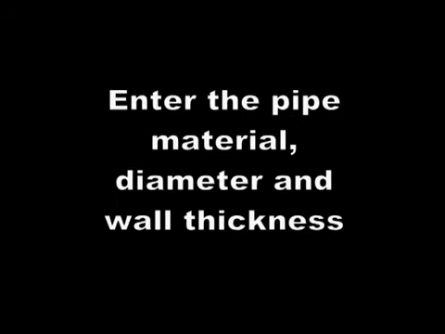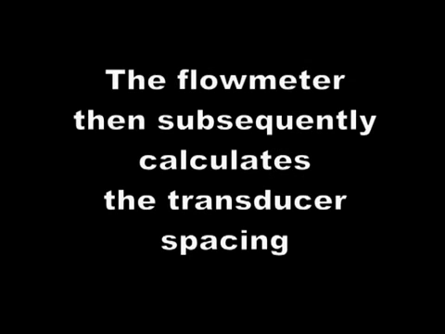All of this complexity boils down to a pretty simple procedure. 1. Enter the pipe material, diameter and wall thickness, or nominal diameter and pipe schedule. Enter the fluid type, enter the number of traverses. The flow meter then subsequently calculates the transducer spacing.